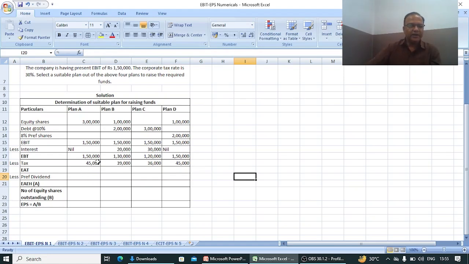Now deduct the amount of tax from 150. Now it will be 105. It will be 91,000. It is 84,000. Now less preference dividend.